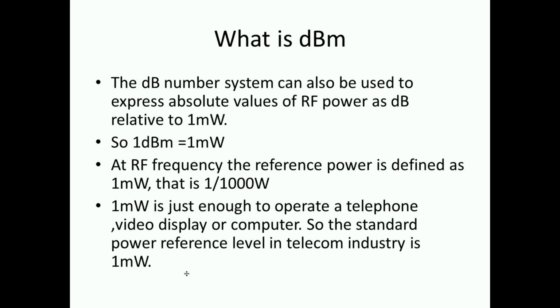Now we will see what dBm is. The dB number system can also be used to express absolute values of RF power as dB relative to 1 milliwatt. So 1 dBm equals 1 milliwatt. At RF frequency, the reference power is defined as 1 milliwatt, that is 1 by 1000 watt. 1 milliwatt is just enough to operate a telephone, video display, or computer. So the standard power reference level in the telecom industry is 1 milliwatt.